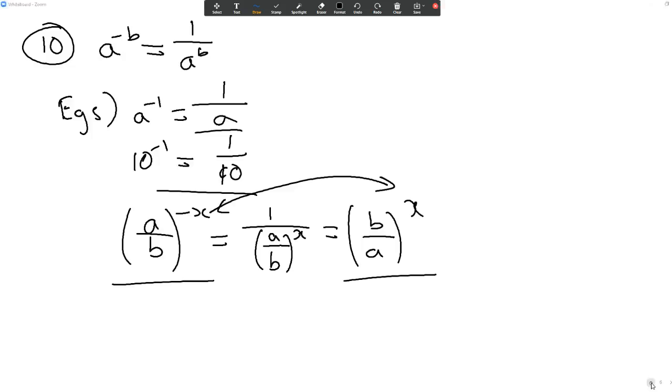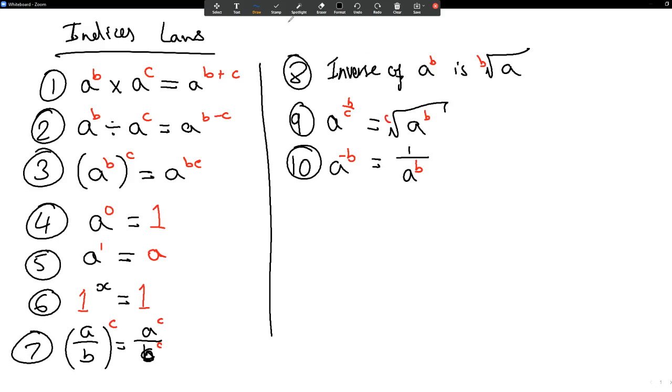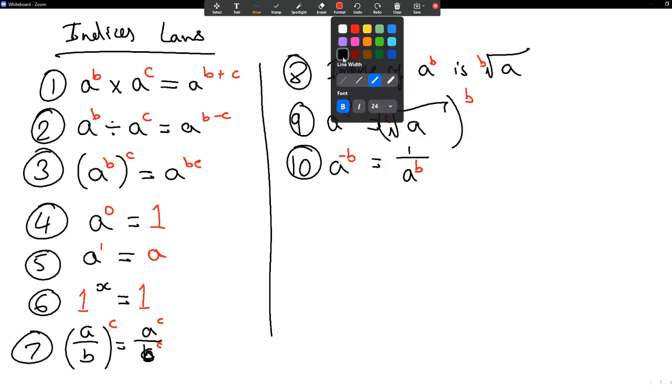Final example, but first I just want to go back to the rule and stress that the better way to do this would probably be to bracket the whole thing and then put the power like that.